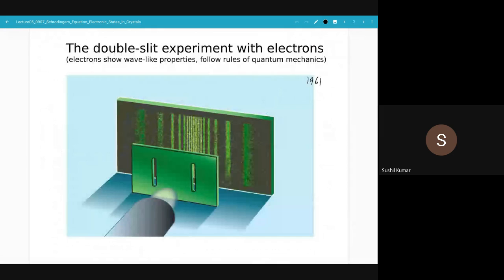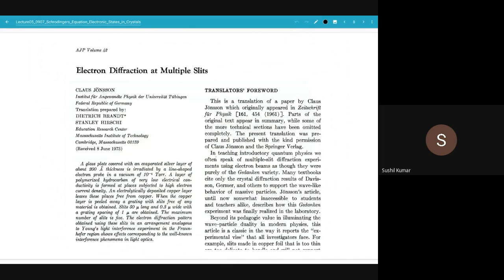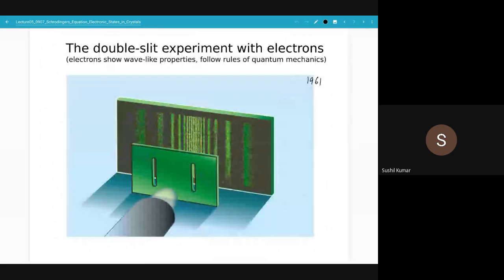So before that, I'd like to show you this. I'll maybe send you these papers. This is a kind of a cartoon picture of a double slit experiment done with electrons. This was done much later, in 1961. There was some poll where scientists were asked what are the most beautiful experiments in the past century. And this was one of them.